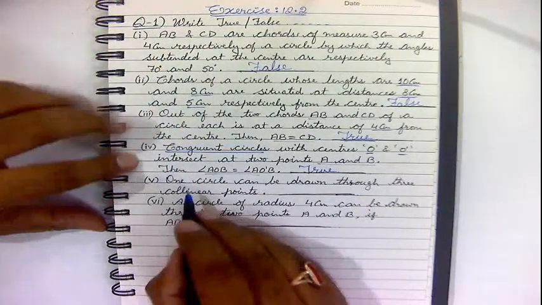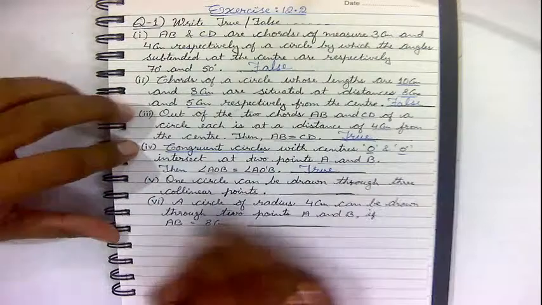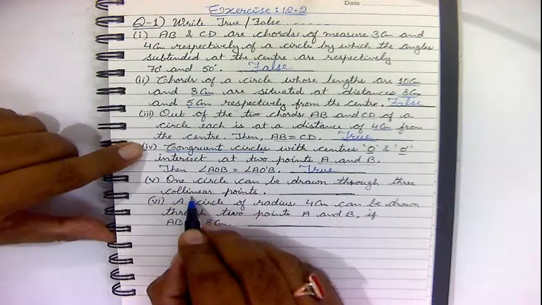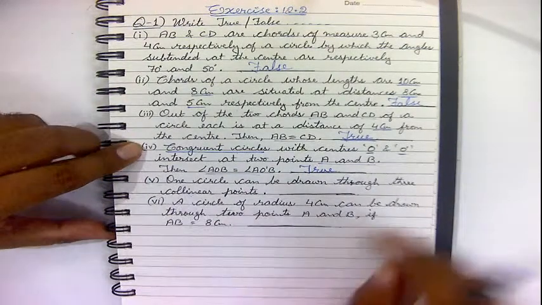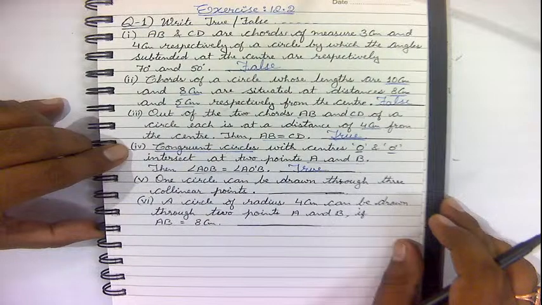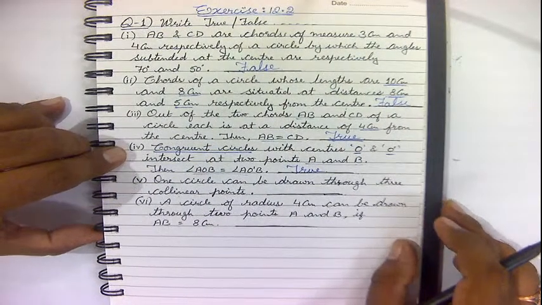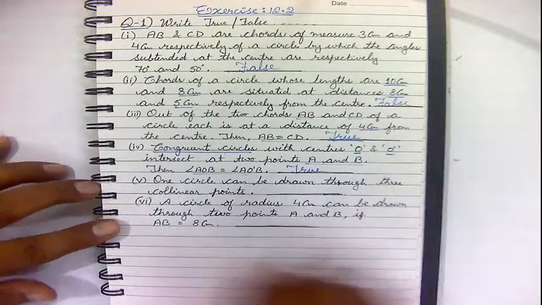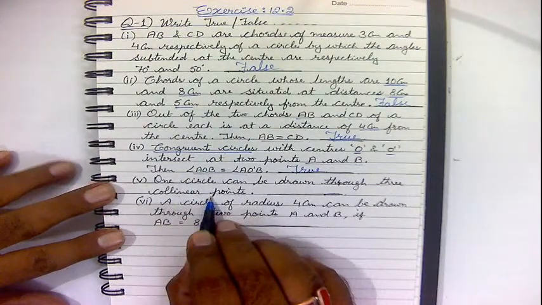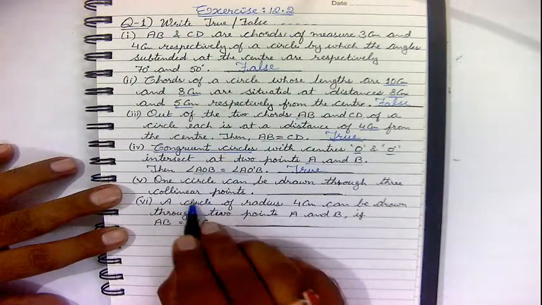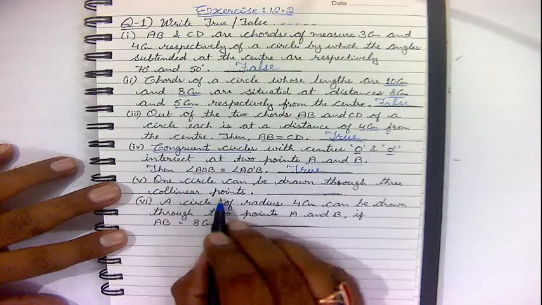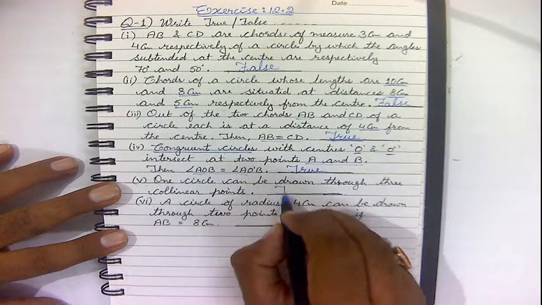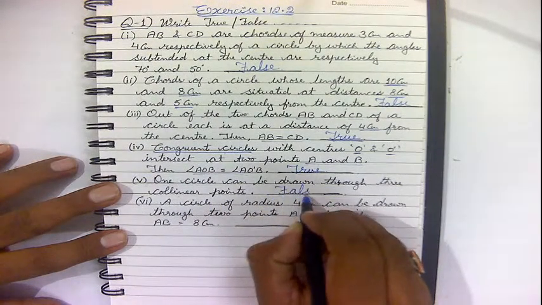Now the next, one circle can be drawn through 3 collinear points. आपको याद हो तो हमने थ्योरम की है. हमने थ्योरम में क्या बताया था कि there is one and only one circle passing through 3 non-collinear points, but here it is collinear points. These are not non-collinear, these are collinear. So for collinear points, the circle cannot be drawn. So this is false.